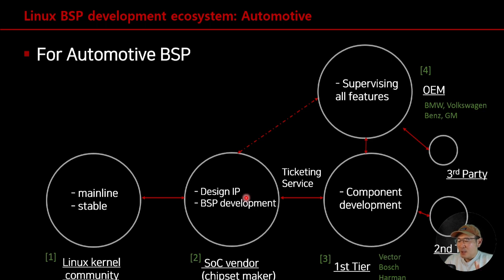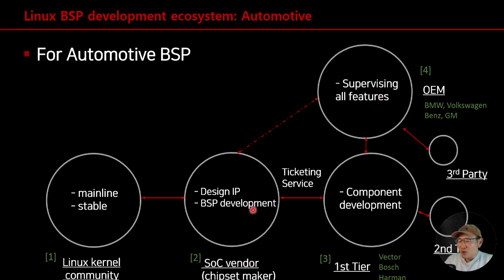One thing you have to be aware of is that there are 4 types of BSP in the automotive business. The first one is ADAS BSP, the second one is AV and infotainment BSP, the third one is telematics BSP, and the fourth one is BSP for MCU. All these kinds of BSP depend on the features implemented or suggested by the OEM.